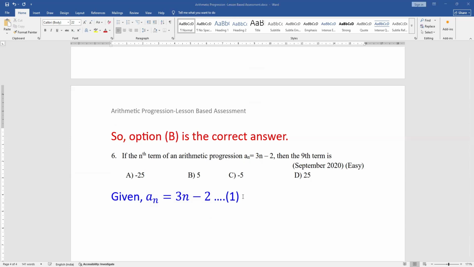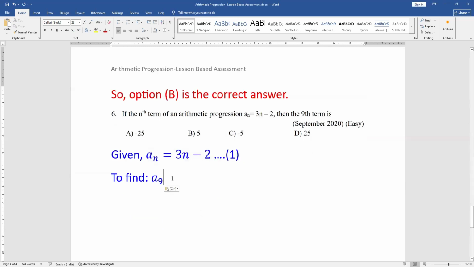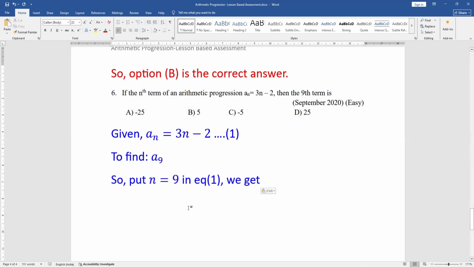So what do we need to find? We need to find the ninth term. What is the ninth term? a9. So to find a9, what do I need to do? I need to put n equals 9 in equation 1. So let me write that. Put n equals 9 in equation 1.